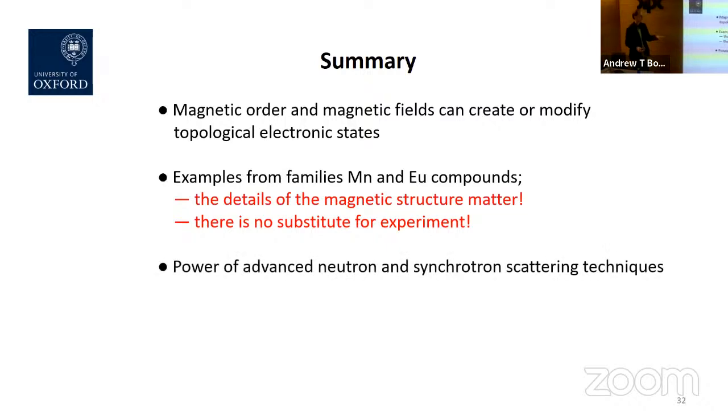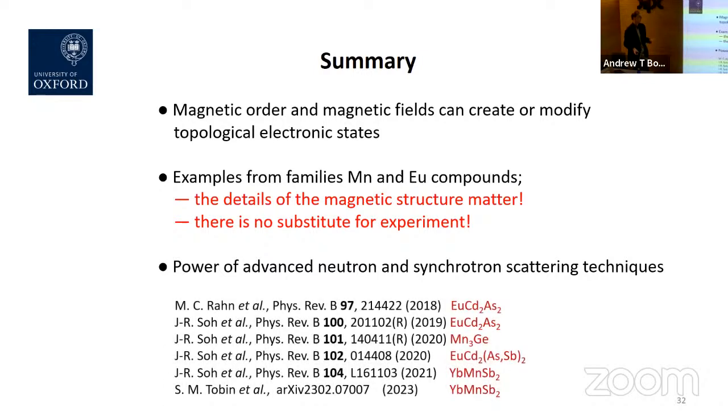I haven't really said much about the experimental techniques, but modern neutron and synchrotron radiation scattering techniques have evolved a lot in the last few years, and it's now possible to measure very tiny crystals and to measure very sophisticated and complex structures with these techniques. So there's some literature in case anybody's interested. Thank you very much for listening.